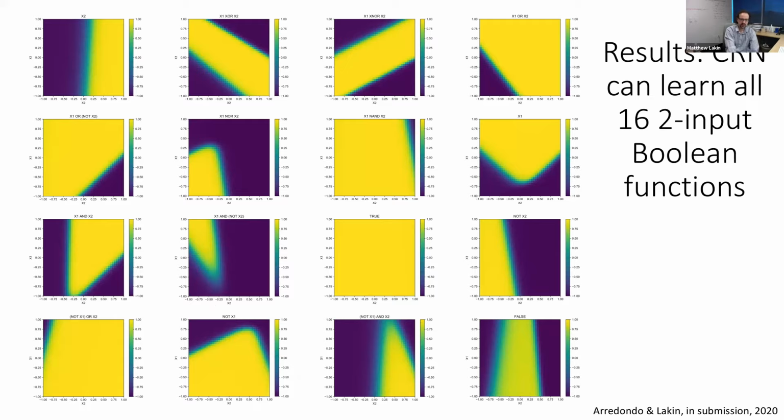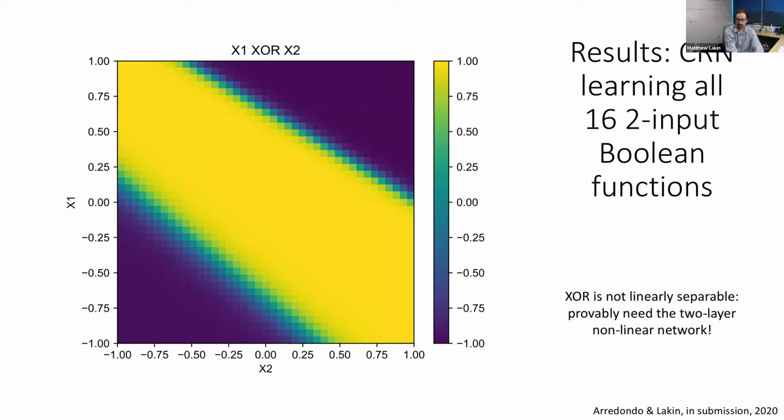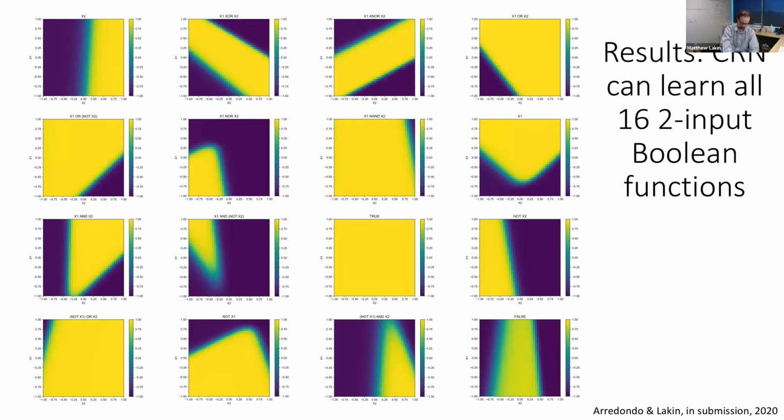And these are some results of simulations showing that this CRN can learn all 16 of the two-input Boolean functions. This is just showing the decision surfaces. Essentially, we train on the four corners, which represent the four possible two-input patterns of true and false, and we try to get the four corners to be correct. And we see we can do that in all cases. The most interesting one is arguably the XOR. The reason this one is interesting is that it is not linearly separable. So you can't draw a single straight line between the positives and the negatives.